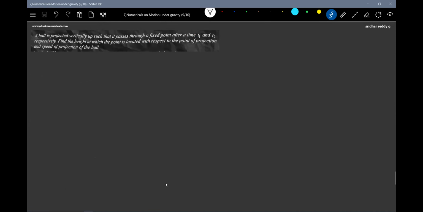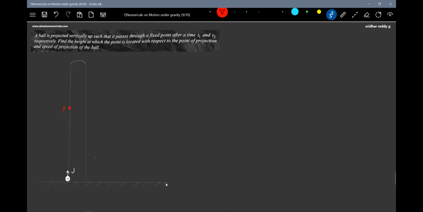A ball is projected up such that it passes through a fixed point after times t1 and t2 respectively. Find the height at which the point is located with respect to the point of projection and the speed of projection of the ball. There's a ball. I'm going to project it. There is some point. So where is that point? Somewhere I'll choose this.